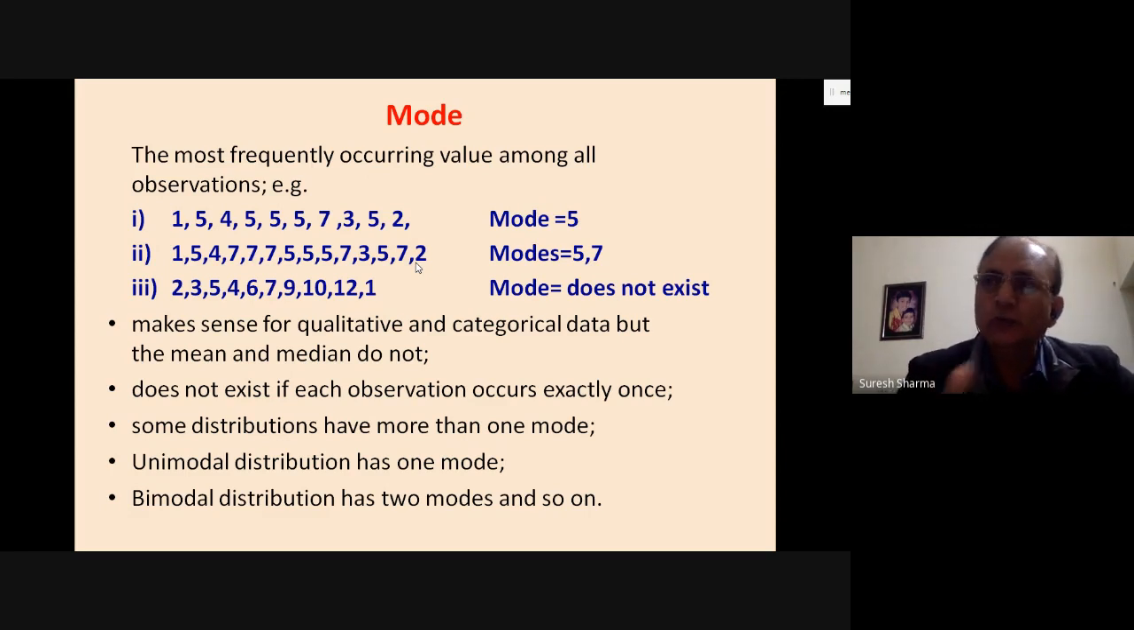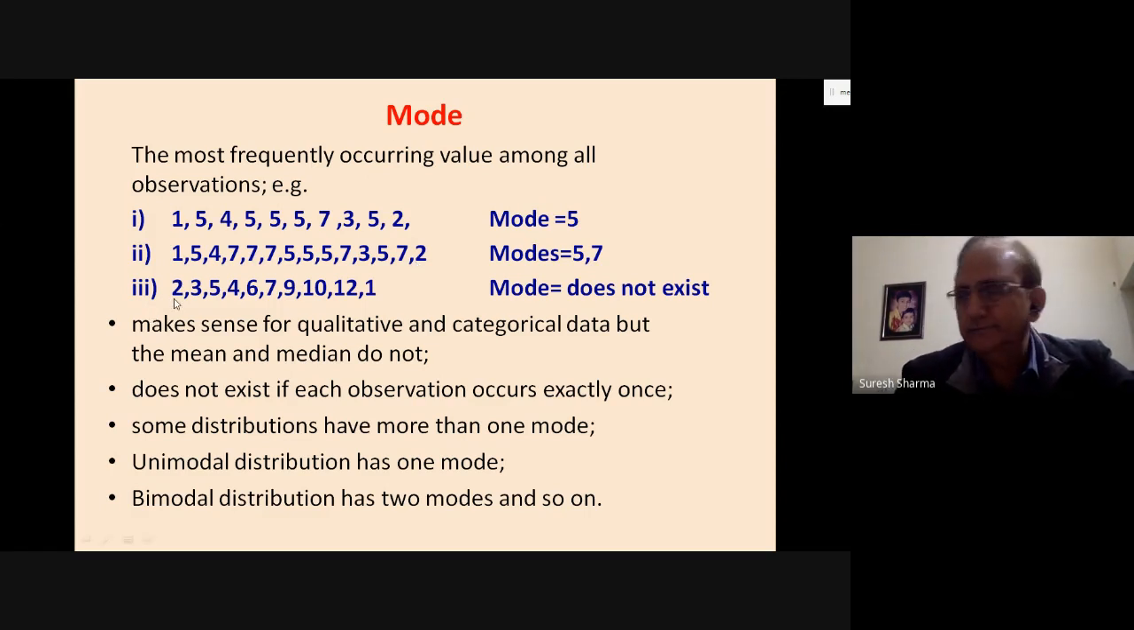So in this data, there are basically two modes, because going through the definition, there are two most frequently occurring values, 5 and 7. Both these values will be considered as mode. Remember, mean value is always one, median value is always one, but mode may not be unique. There may be two modes. If there are two modes in your data, it is called a bimodal distribution. If there are three modes, it is called a trimodal distribution, right? And three and above are known as multimodal distributions.